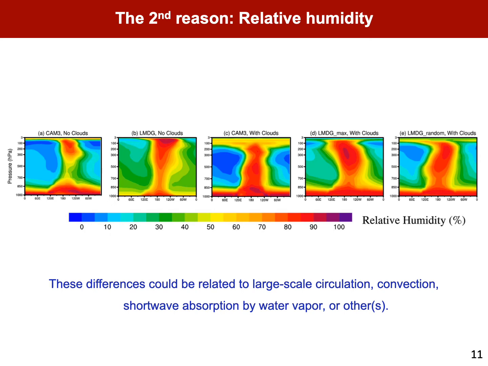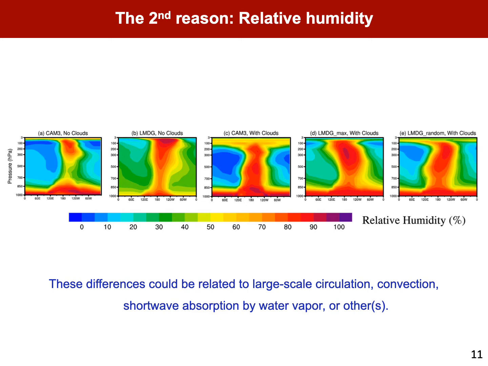The second reason is about the relative humidity. This figure shows the relative humidity as a function of pressure and longitude for different models. Both the case of low clouds and with clouds are shown. We can find that there are very large differences in the relative humidity.